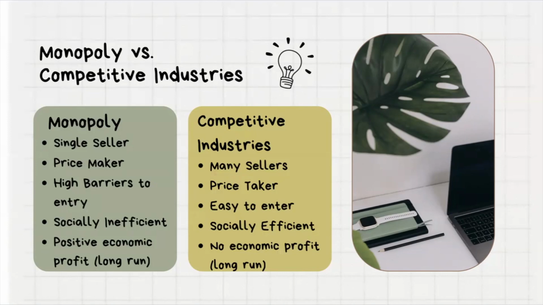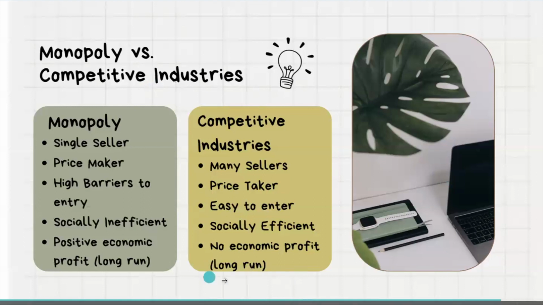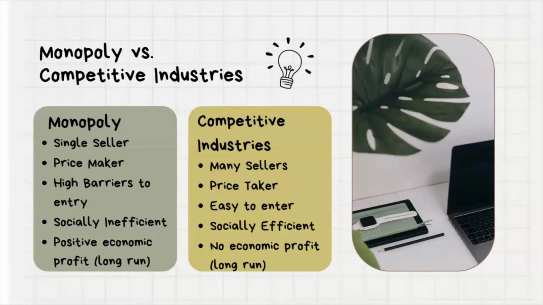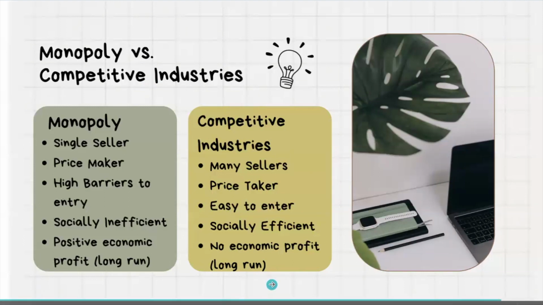Socially efficient. Competitive markets tend to be both allocatively and productively efficient. They produce at the point where marginal revenue equals marginal cost and the lowest point on average total cost, maximizing market surplus and no economic profit. So producing at the point where marginal revenue is equal to the lowest point of average total cost. Firms in perfect competition don't earn profit.